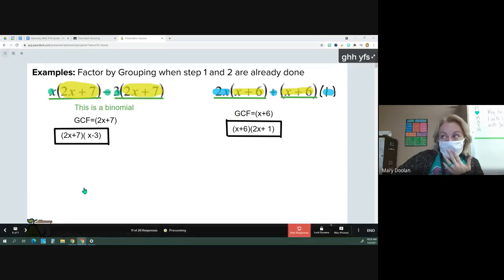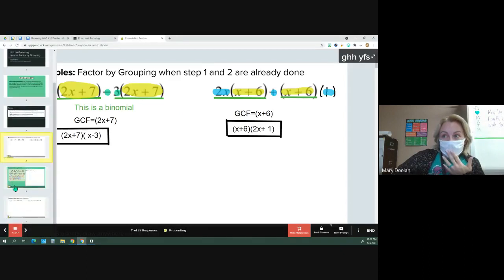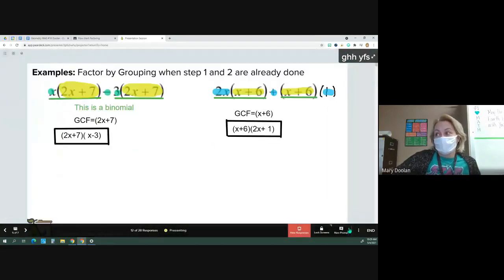Okay, so the next slide we're going to go to, we're going to look at examples now where we need to do steps 1, 2, and 3. Because I was just showing you the last step. This is just the last step right here that you would do when you're factoring.